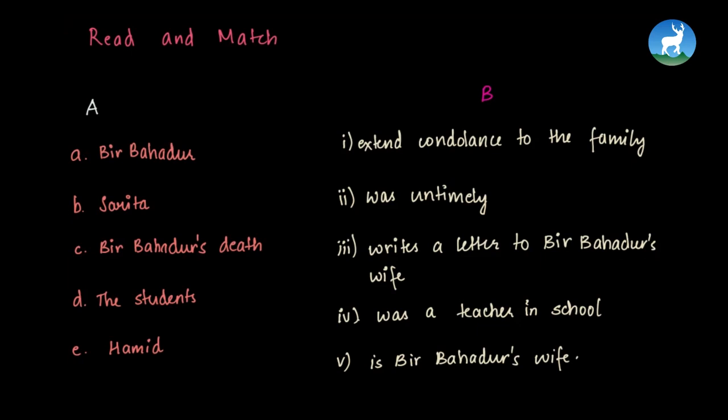Bir Bahadur is the person who died, so he cannot extend his condolence to the family. He's already dead. This is not the correct continuation for point A in column A. Further, Bir Bahadur was untimely. This sentence is not complete. Bir Bahadur was untimely, so we discard it.